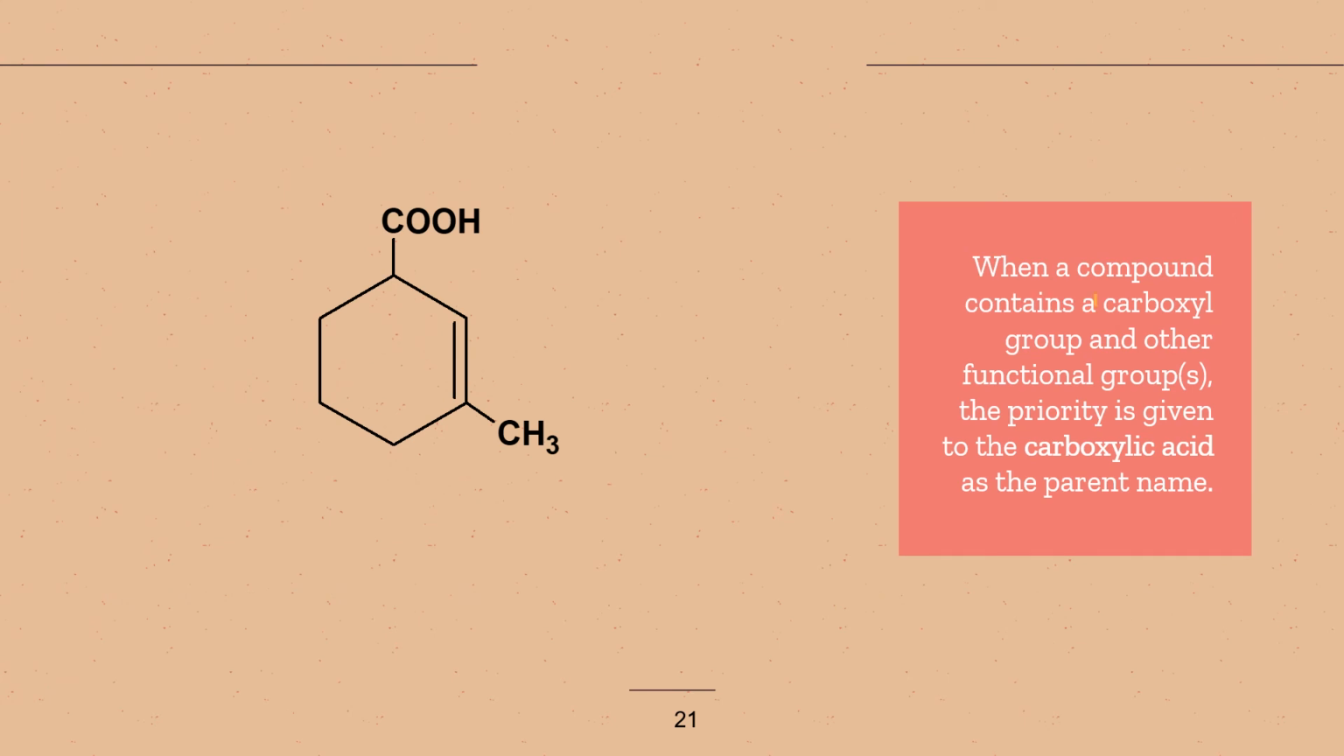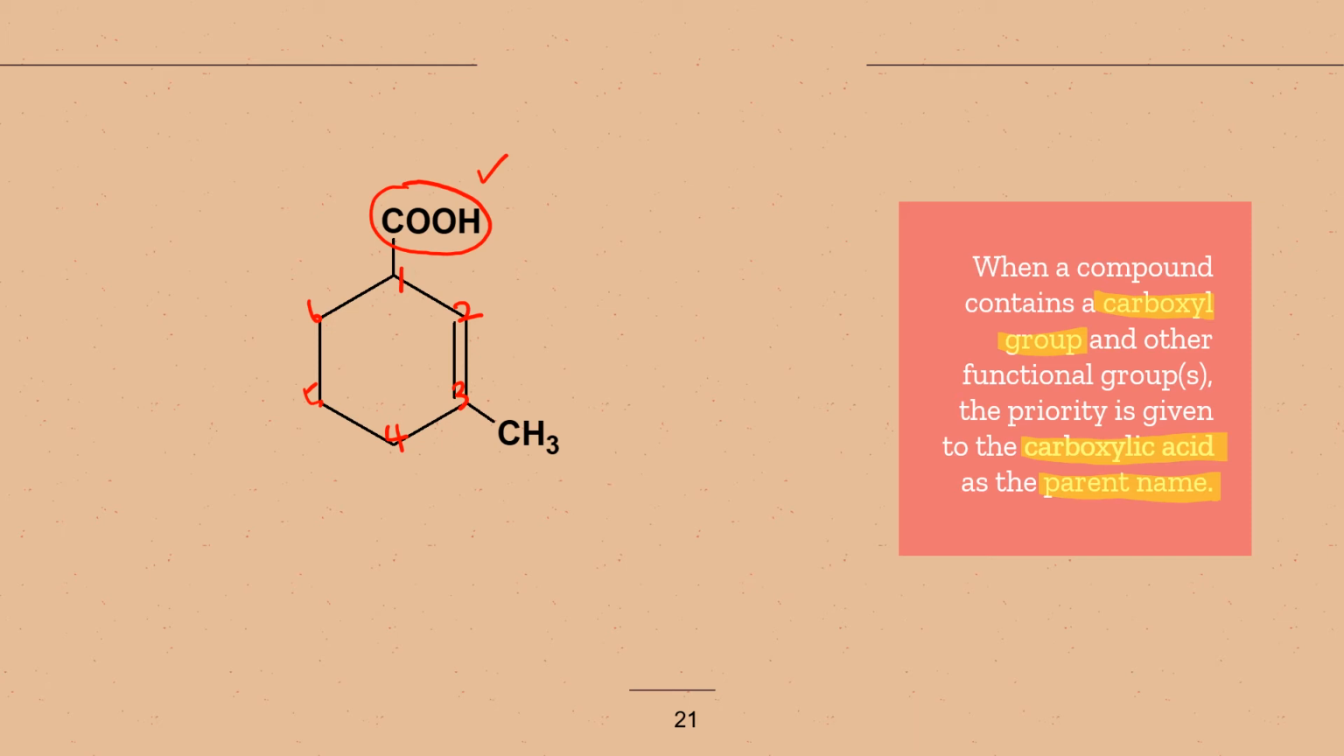When a compound contains a carboxyl group and another functional group, the priority is given to the carboxylic acid as the parent name. So, cuba tengok structure yang di sebelah kiri ini. In this structure, kita ada cyclohexene dan juga we have a carboxyl group. Between these two functional groups, carboxyl has the highest priority. So, maka dengan itu, the first carbon on the cyclohexene will be labeled as carbon number 1, and proceed numbering that gives the alkene and substituent the lowest position.